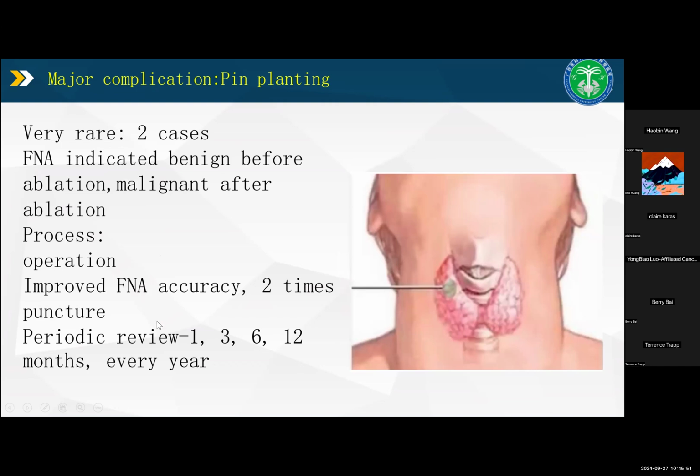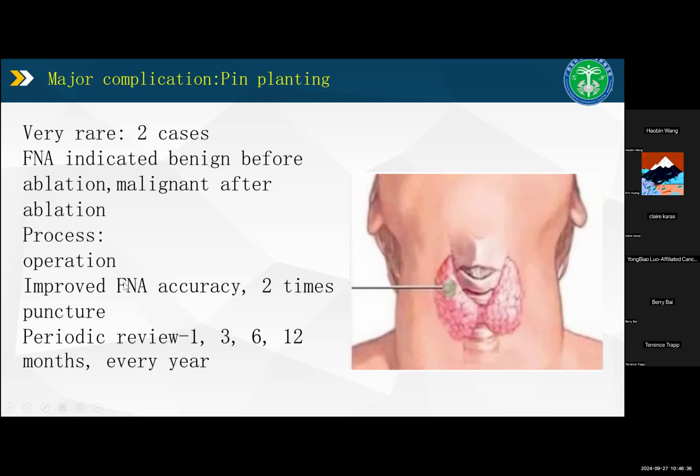At present, we have not had an implantation of tumor. We searched the literature and found that there were two cases. These two patients had an FNA puncture before ablation, suggesting a benign thyroid nodule, but recurrence after ablation and then the puncture, suggesting a malignant thyroid cancer.